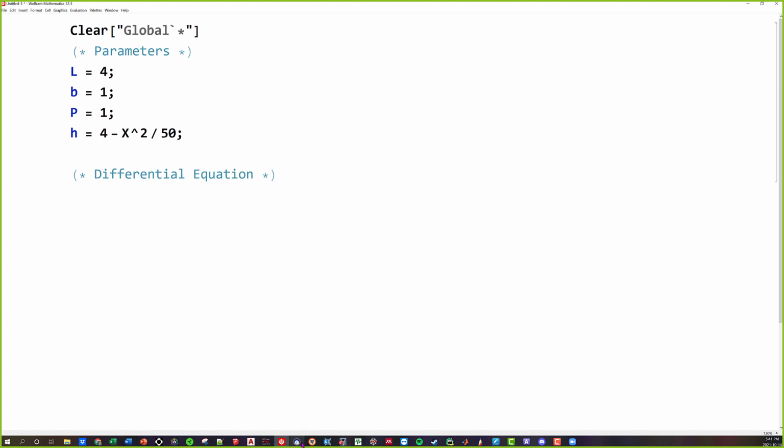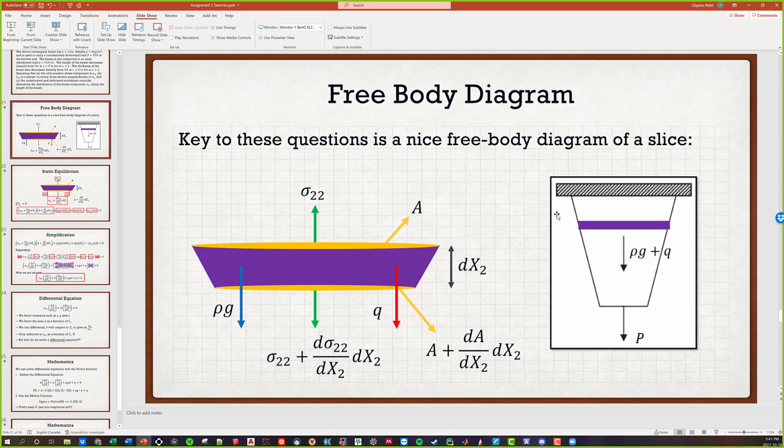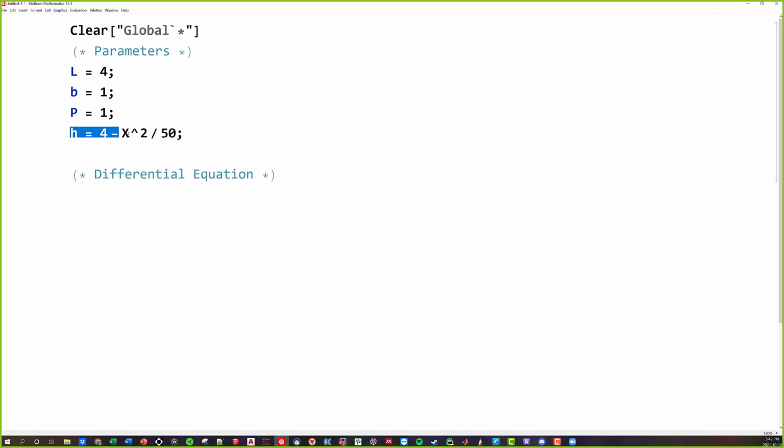So another thing too, I'll go back to the PowerPoint. All right, here we go. The scenario was a horizontal beam. It gave us the height of the beam as a function of x. That's why I have this right here. So this is the height of the beam as it changes. And then it said that the in-plane thickness was just 1. It's always going to be 1.